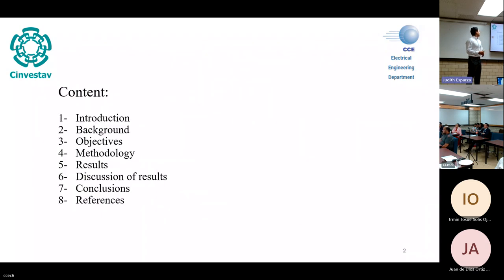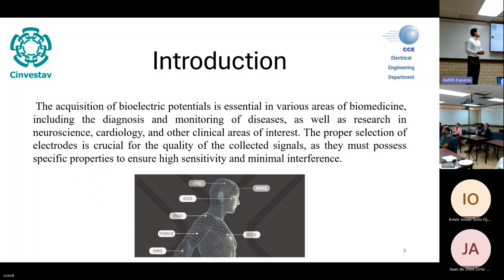So this is the content of the presentation. First, as an introduction, the acquisition of bioelectric potentials is essential in various areas of biomedicine, including the diagnosis and monitoring of diseases, as well as research in neuroscience, cardiology, and some other areas of clinical interest. The proper selection of electrodes is crucial for the quality of the collected signals, as they must possess specific properties to ensure high sensitivity and minimal interference.